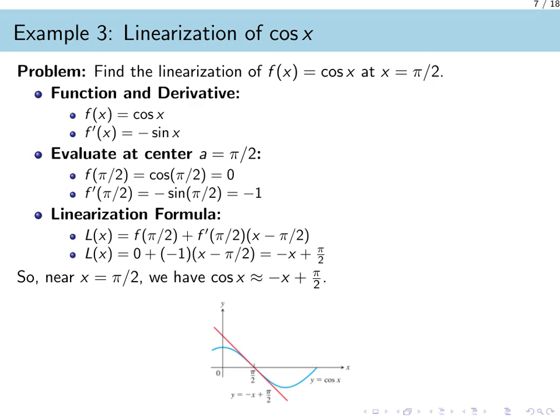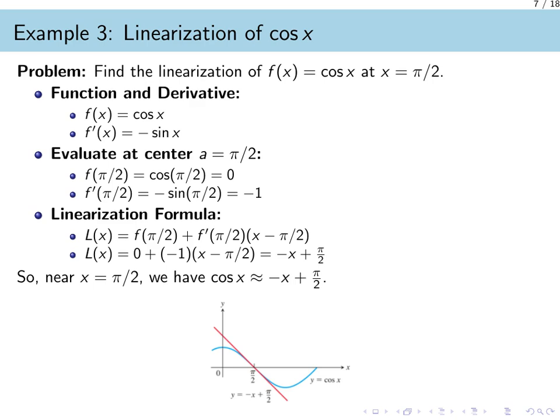Let us apply our linearization technique to a trigonometric function, which is a very common tool in physics and engineering. We'll find the linear approximation for f of x equals cosine of x, centered at x equals pi over 2. First, we need the derivative, which is negative sine of x. Next, we evaluate both the function and its derivative at our center. The cosine of pi over 2 is 0, and the negative sine of pi over 2 is negative 1. Plugging these values into our standard linearization formula gives us L of x equals 0 plus the quantity negative 1 times the quantity x minus pi over 2.